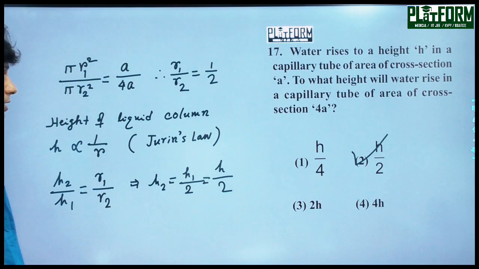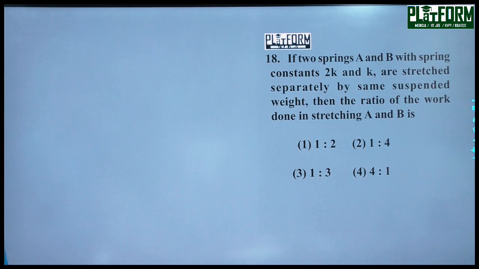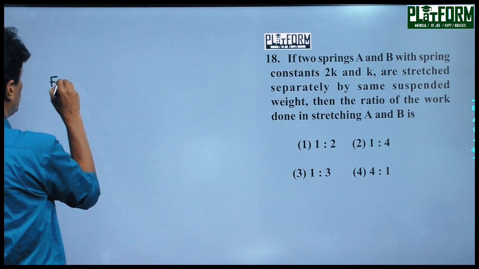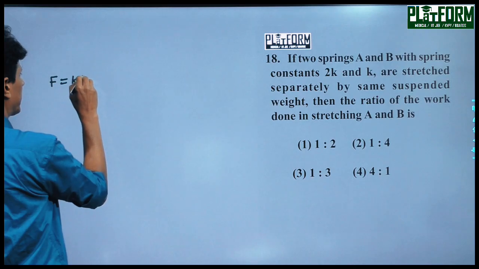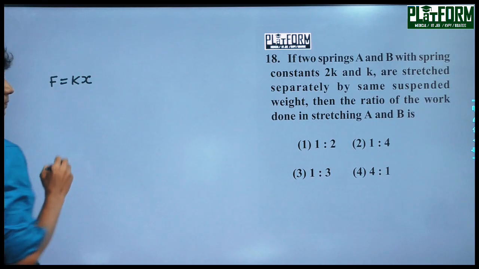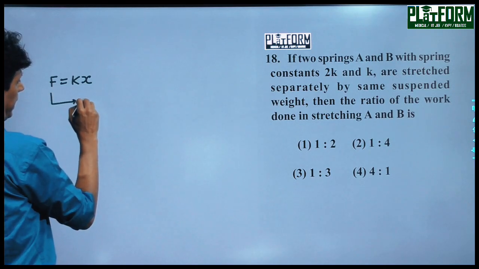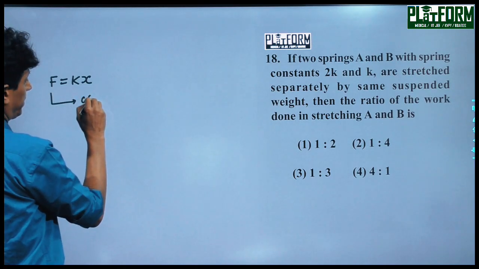Moving on to the next question of this session, question number 18. If two springs A, B with spring constants 2k and k are stretched separately by the same suspended weight, then the ratio of the work done in stretching. We know F is equal to kx. F here in the problem is the weight.